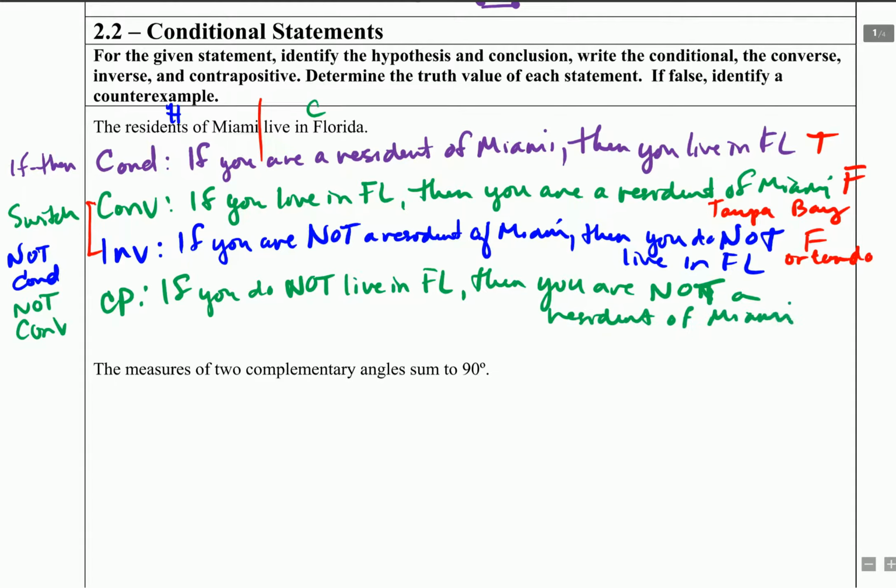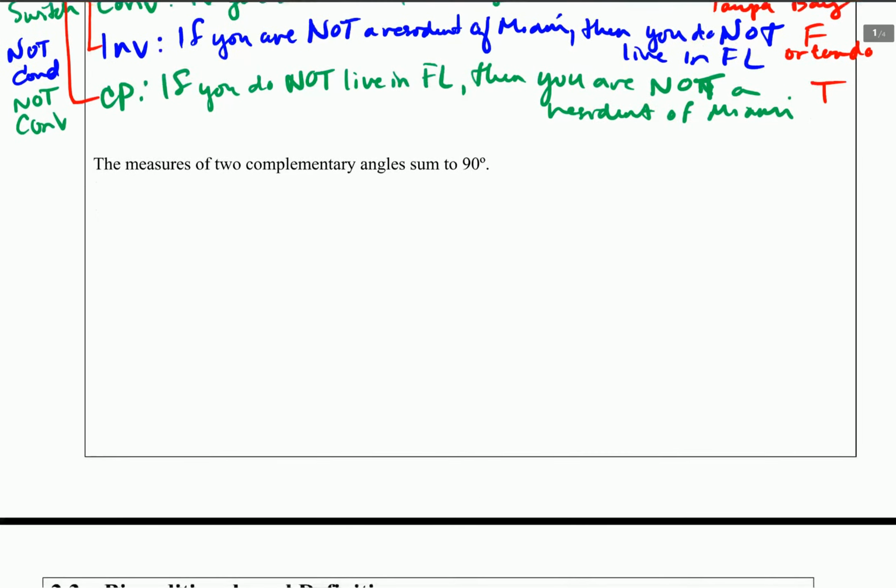True or false? We're not living in Florida, so there's no way we can be a resident of Miami. It was expected as well because our conditional and our contrapositive should be equivalent statements. Right, next one. Measures of two complementary angles sum to 90 degrees. We need to figure out our two statements here. So complementary angles is our hypothesis, and the measures summing to 90 degrees is our conclusion. So let's get to this.